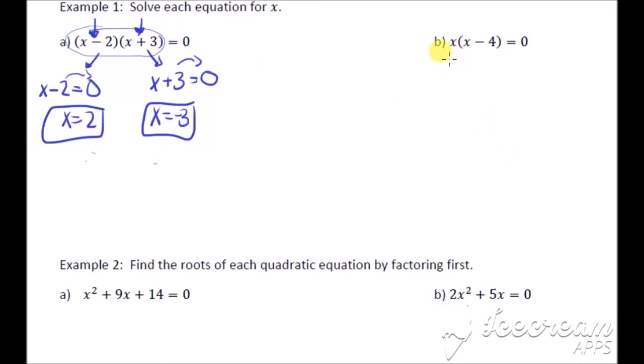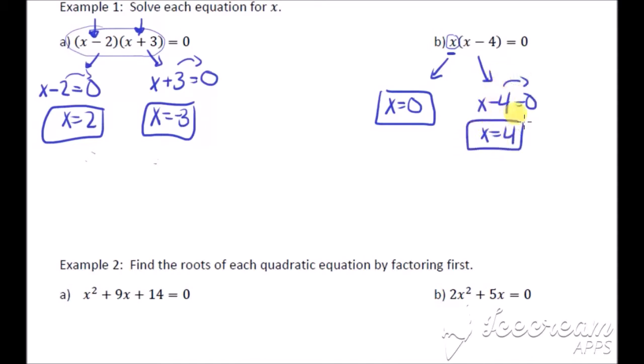Okay, so what about b? This term has an x in it, so we set this expression equal to 0, and it's already done. So when it's just an x out here, it's x equals 0, and then x minus 4 equals 0, and then we rearrange, x equals 4. So there are two different ways that we can sub in numbers for x here and it equates to 0.